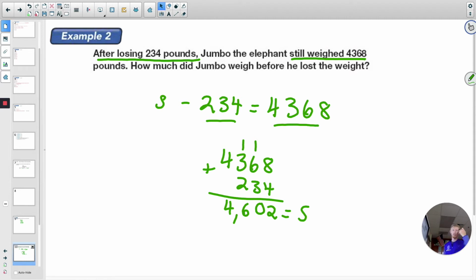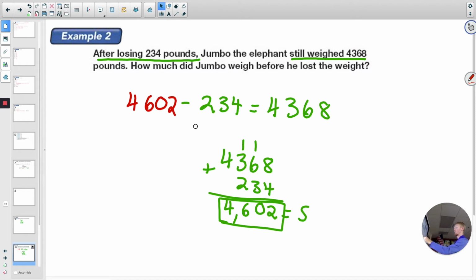Now let's think, does it make sense? Well, it's larger than what was left, so yes, that makes sense. And you can check your answer by plugging this number in for S. So if I, instead of S over here, if I erased S and I wrote 4,602, then it should give me as my total the same thing. And if you did the math, it would.